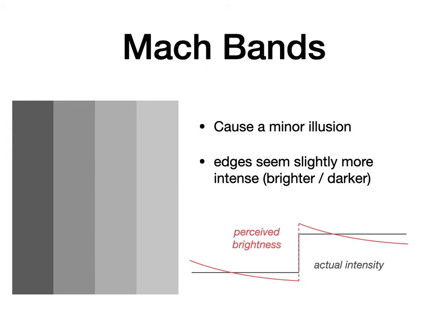So things look a little bit darker or lighter depending on that difference. This is how we think edges are more important. This is an example of one of the interesting little artifacts of the fact that our brain really wants to detect these edges. It kind of blurs the reality a little bit.